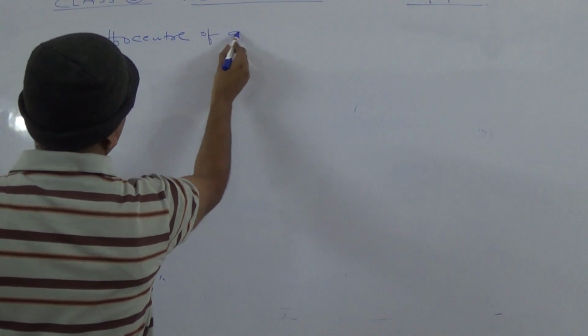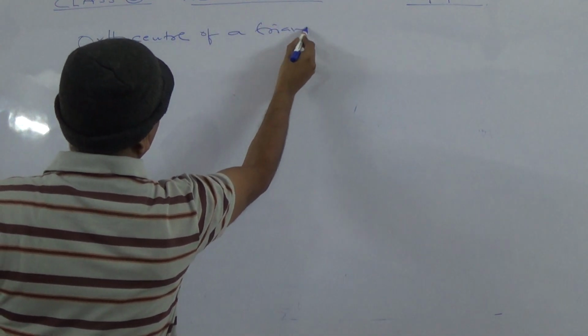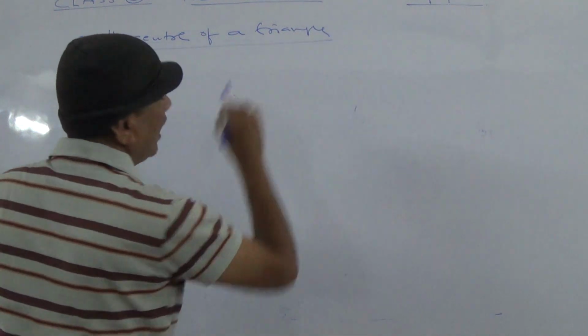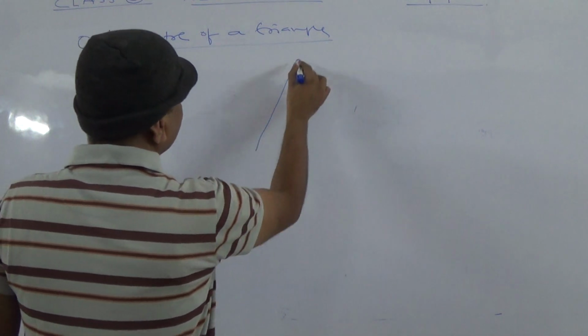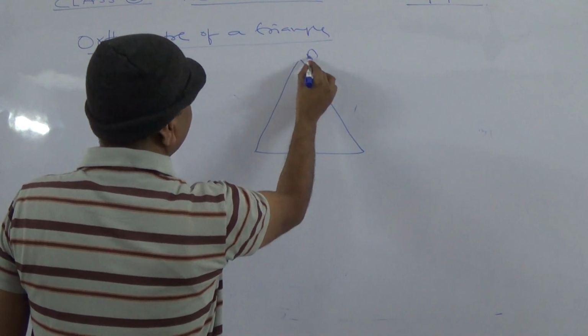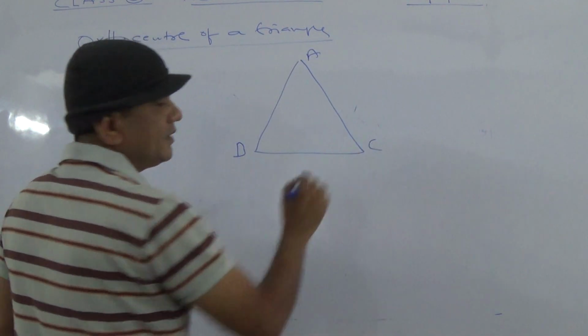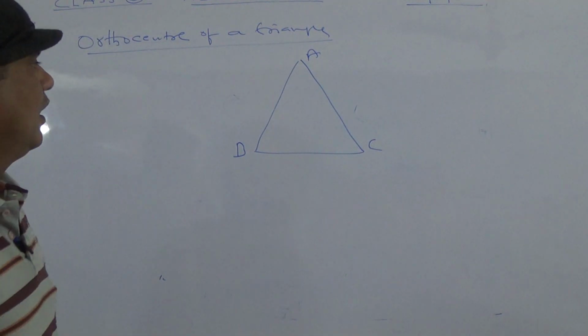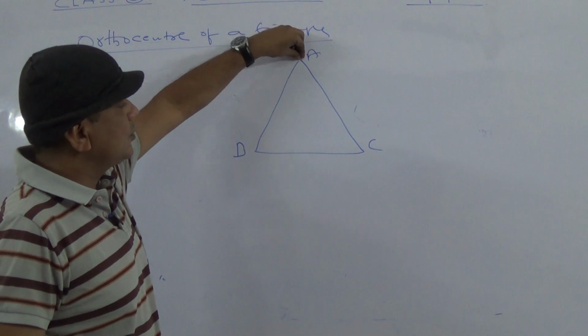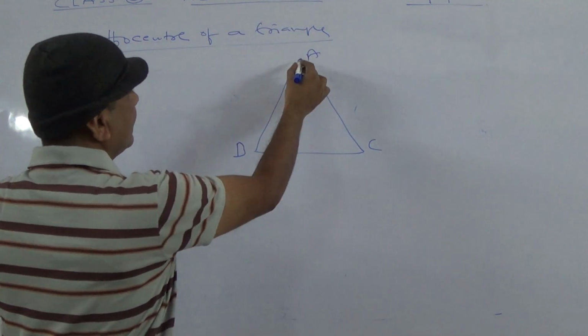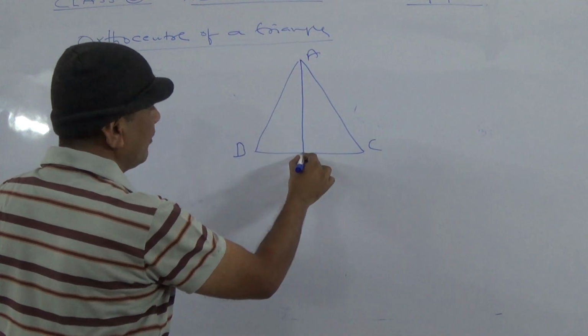Orthocenter of a triangle. Now consider a triangle ABC. Now draw the perpendicular from any vertex to the opposite side.